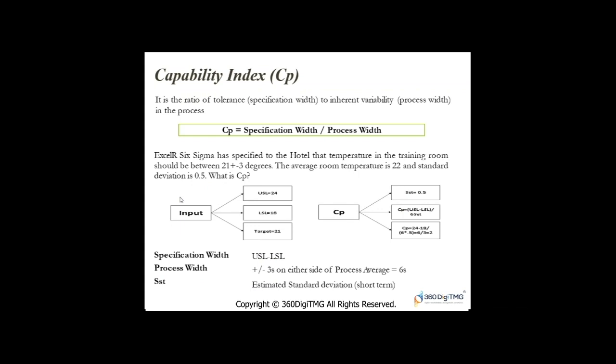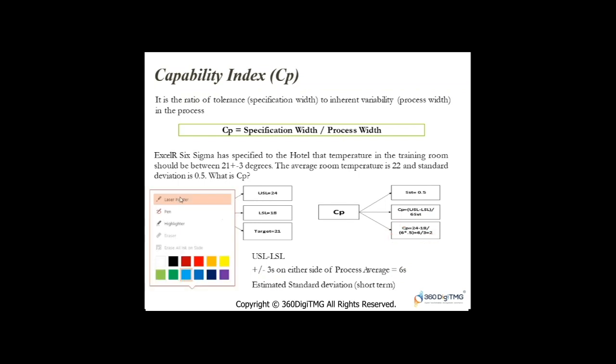So if it is plus 3 standard deviations on one side, and if it is minus 3 standard deviations on the other side, it would sum up to 6 standard deviations. So your process width is 6 standard deviations. You just simply substitute, you get the CP value as 2. What do you infer?